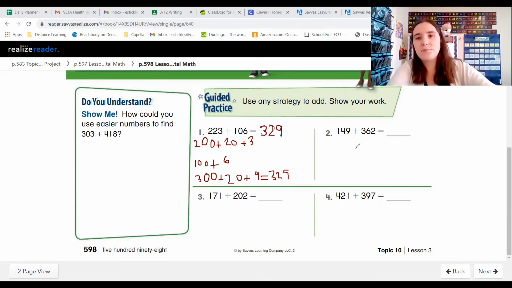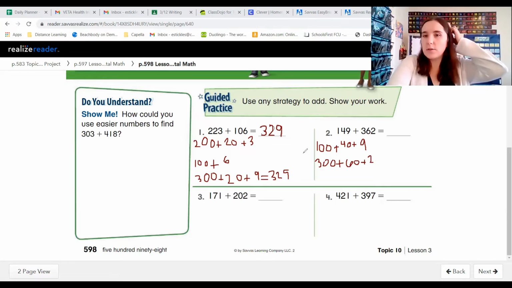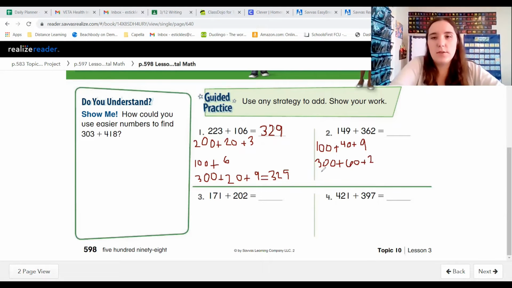How about number 2? Let's see, 149 plus 362. I'm going to do the same thing for this problem. I know 149 is 100 plus 40. I'm breaking into place value, plus 9 ones. And I know 362 is 300 plus 60 plus 2 ones. And now I just add up the place values. 100 plus 300 is 400.